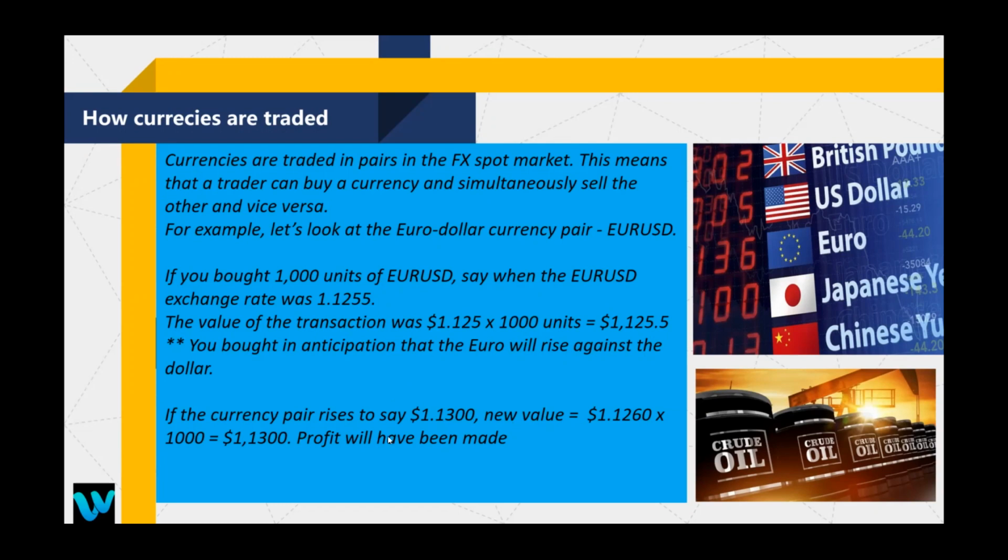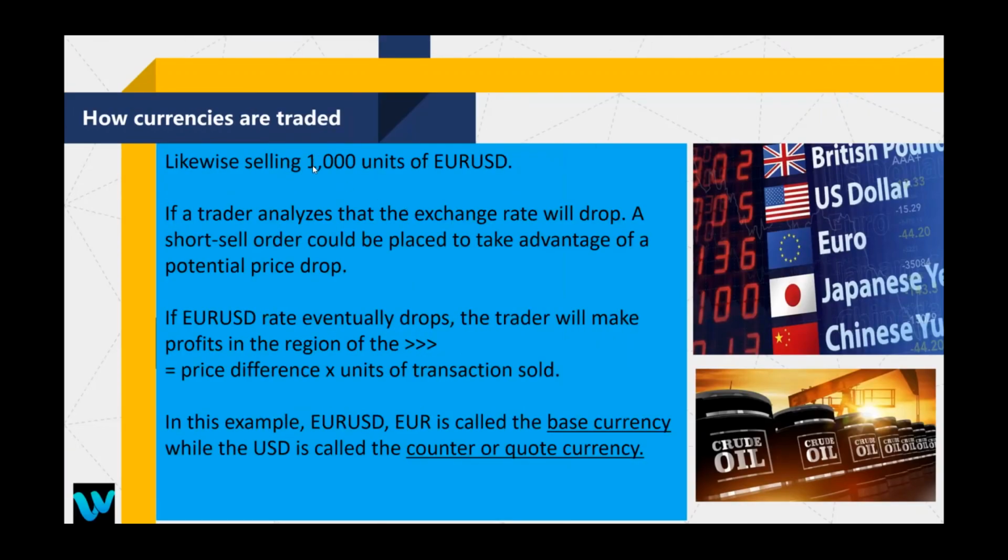So what will be the new value? This is going to be the new value, which means that you would have made some profit there. Okay, we're going to talk about profit and all those things later. I'm just trying to paint a picture of how the market works. So if the currency pair rises to this, this is the new value, and then you would have made some profit there. Likewise, when you're selling 1,000 units, you analyze that the exchange rate is going to drop.